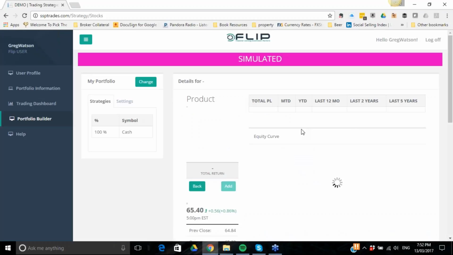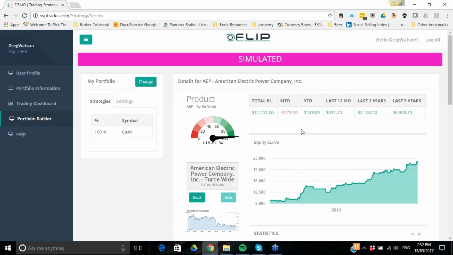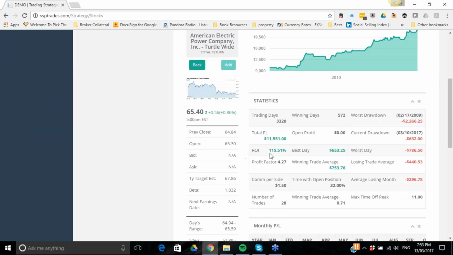That's going to show us how this would have performed over time. It says 2010, but that's not strictly true. It's actually from 2004 up to 2017, basically up to current day. It shows you the equity curve of the amount invested and what that would look like over a period of time based on the algorithms and how it would have traded.